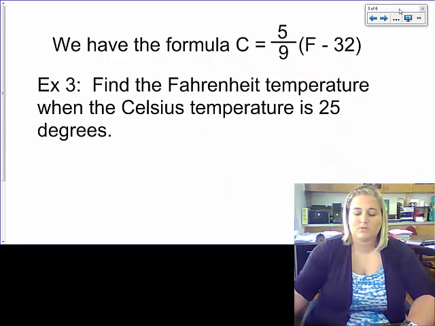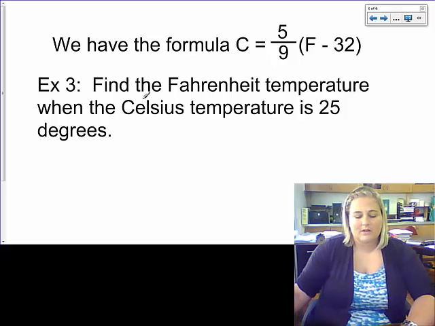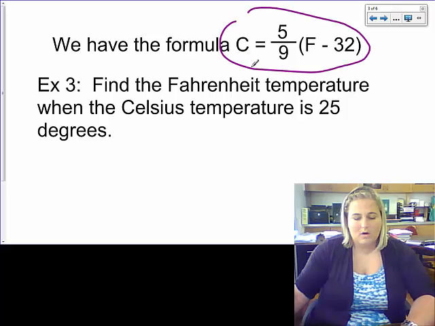We have the formula C equals 5/9 times the quantity of F minus 32. Find the Fahrenheit temperature when the Celsius temperature is 25 degrees. They're giving us this formula, which is converting from Fahrenheit to Celsius. But in our word problem, we know that it's 25 degrees Celsius. So I'm going to plug that in for my Celsius, which is C.